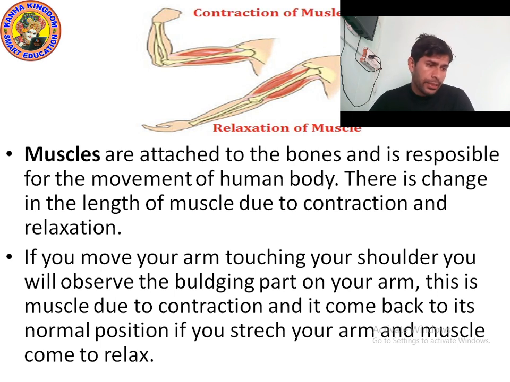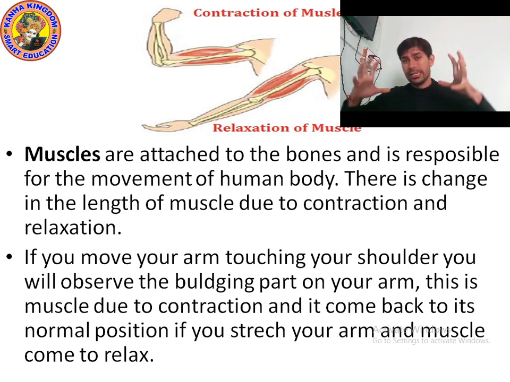So muscles are attached to the bones. And you know that tendon is the tissue which helps to attach bones with muscle. The change in length of muscle occurs because of contraction and relaxation of muscle. Our muscle contracts and our muscle comes to relax.